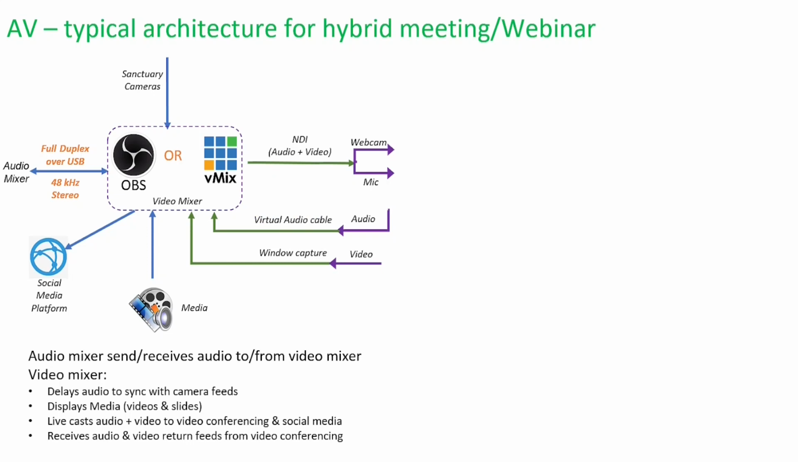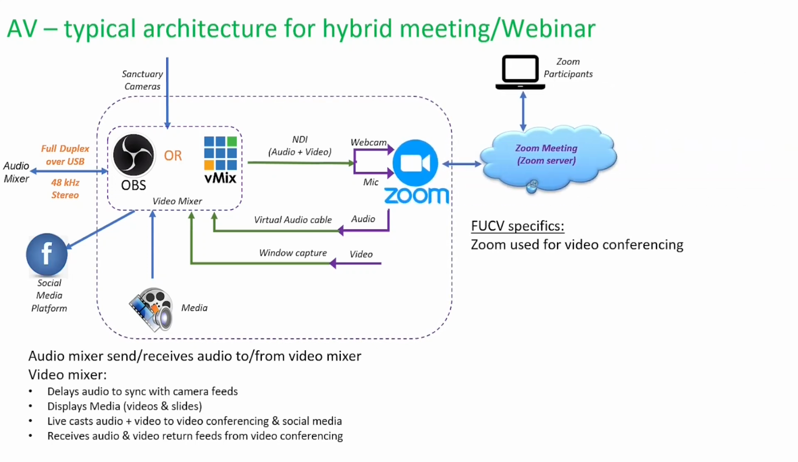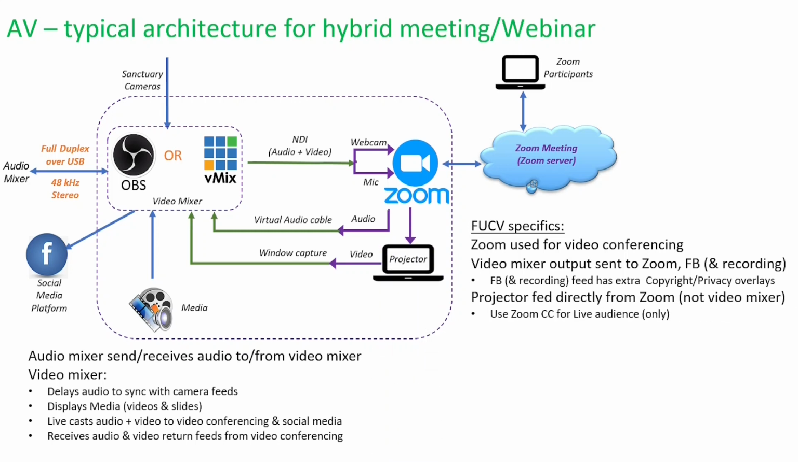In our case, the video conferencing product is Zoom and the social media platform is Facebook. The video mixer output is sent to Zoom and Facebook, or could be recorded. The Facebook and recording feed has an additional overlay used to block copyright video, but not audio. The return video feed from Zoom is displayed on the projector.